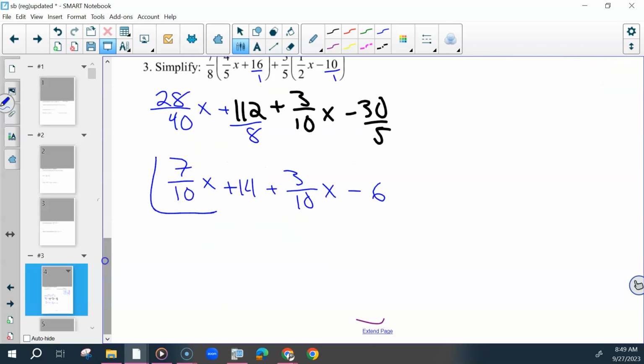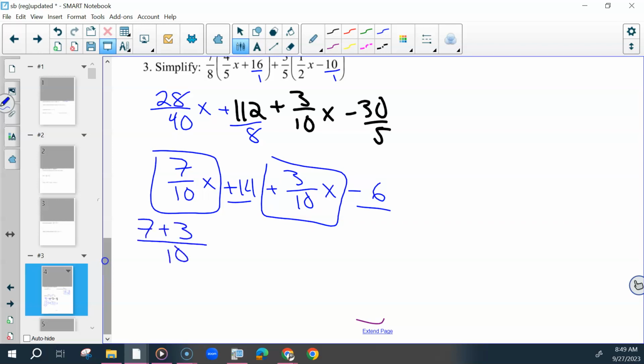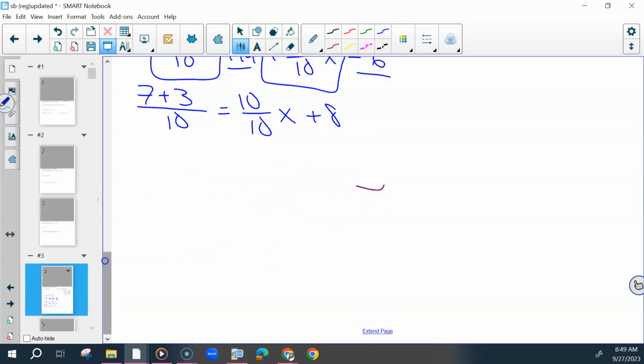Then we need to combine our like terms. Because these are fractions, we need to add the numerators together. We can also simplify this, and when we add these together, we get, or subtract, we get 8. So our final answer would be x plus 8. All the fractions go away just to get x plus 8. Questions on that one?